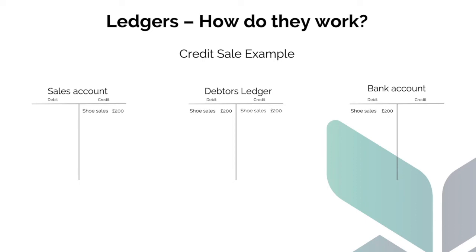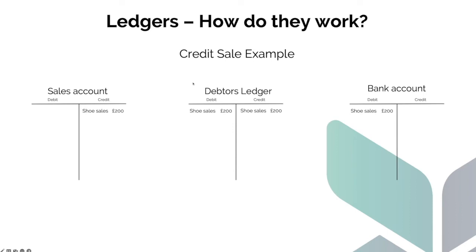Because if you credited your sales account at this point, you'd be doubling the sales. If you credited the sales account 200 quid, that would be 400 pounds, which means you've recognized those shoes as a 400 pound sale when you only actually sold 200 pounds. So you can't credit the bank account because you haven't paid any money out of your bank. So you have to credit the debtor's ledger.